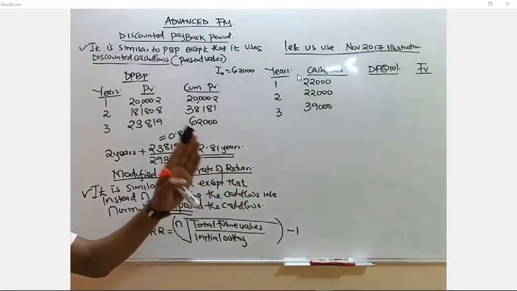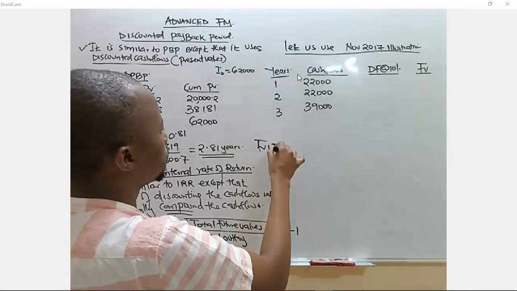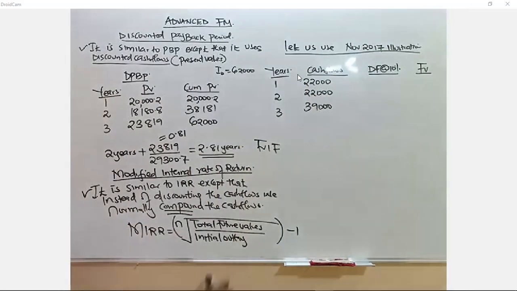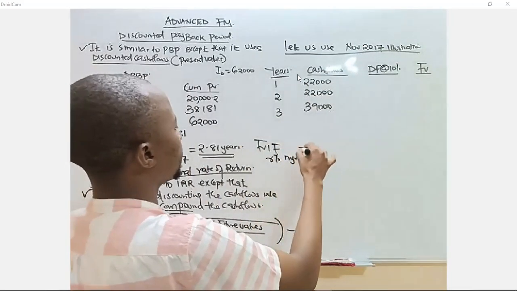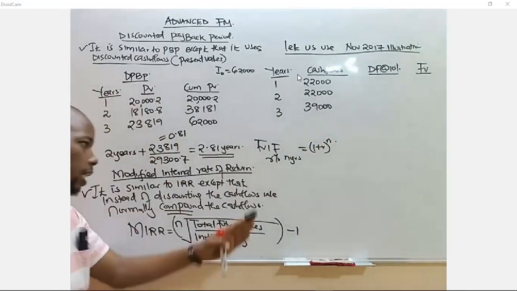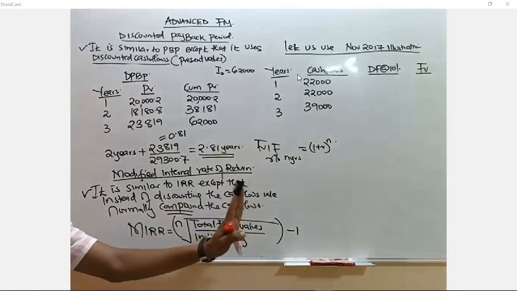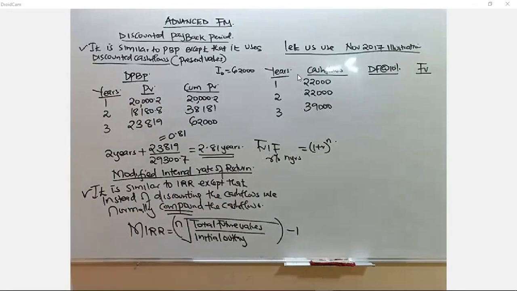So how am I going to be calculating the future value interest factor? The future value interest factor, R% n years, is normally done by taking 1 plus R, you raise to power n. In this case, there is no negative. It is 1 plus R, you raise to power n. So how am I going to be doing this?